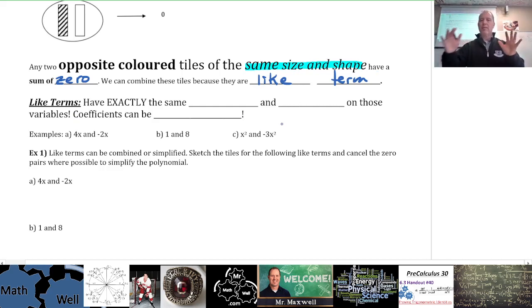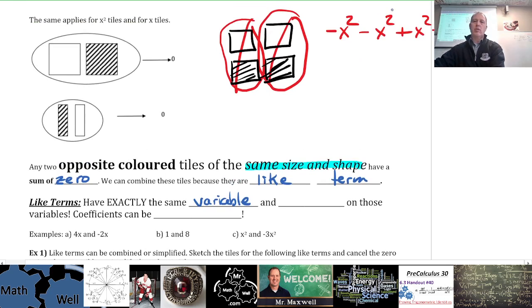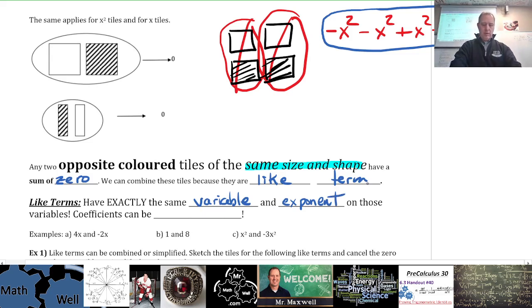Now, if we're talking about the variables, the written polynomials, what do you think would go in these spaces right here? For the terms here, they have exactly the same variables, goes here, okay? So as above, I'll show you above, the like terms that we were able to cancel out in the zero pairs or combine in some way, okay? So these all have the same variable. You see that? They all have the same variable. They're all like terms. They have the same variable and the same exponent on those variables. Okay, so the same variable and exponent.